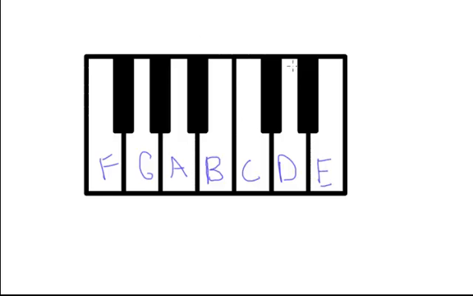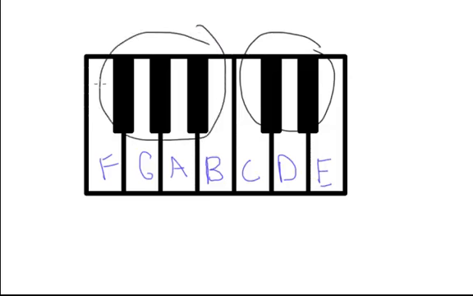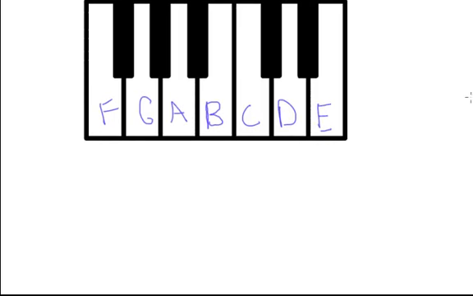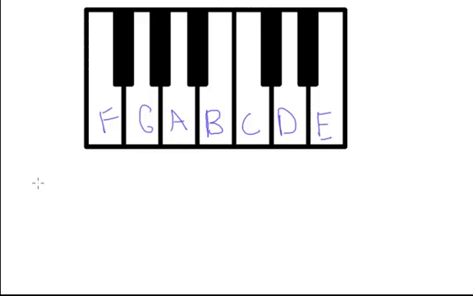Now, we want to find out what these black keys right here are called. To be able to name those, we need to go over a concept called half steps. The best way to describe a half step is the very next key on the keyboard. Up a half step would be the very next key up, and down a half step would be the very next key down.